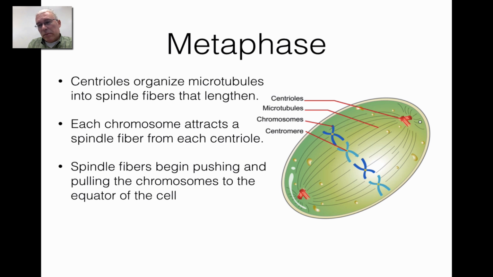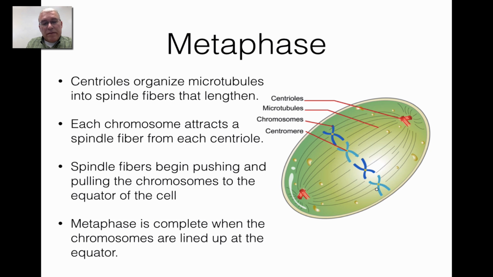And as you can see here, the spindle fibers are bracing and pulling and pushing to elongate the cell into kind of like an egg shape or an oval and line the chromosomes up in the middle. Metaphase is finished when the chromosomes are all nice and lined up here in the middle.